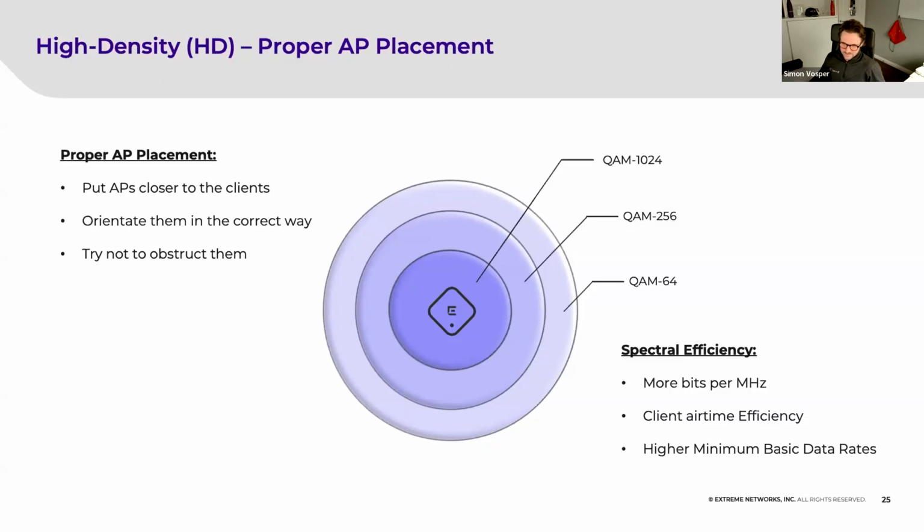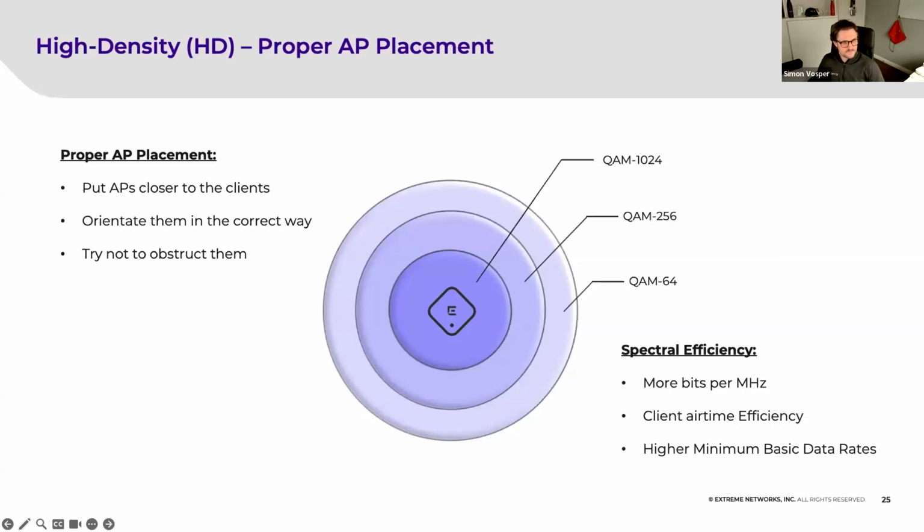Don't put them behind silly things, that kind of stuff. Why? It sounds normal to us, but they work better when they're closer to the client. We can get more bits per cycle, per megahertz, because of higher data rates and better efficiency. The clients are more efficient with their use of the airtime. So that's why you get them close, not obstructed and orientated in the correct way. This is going to make your clients and access points more efficient with their use of airtime.